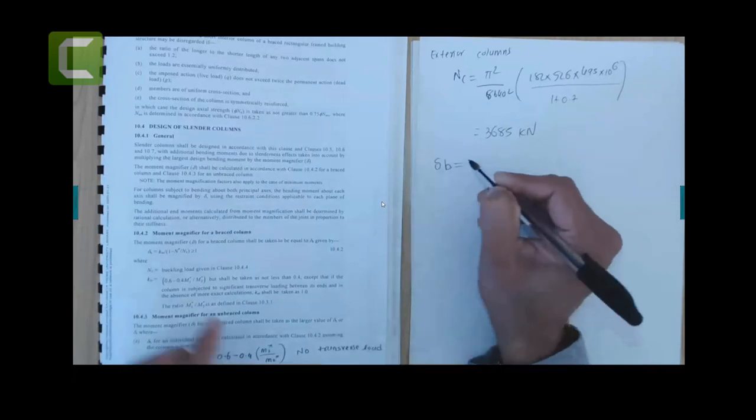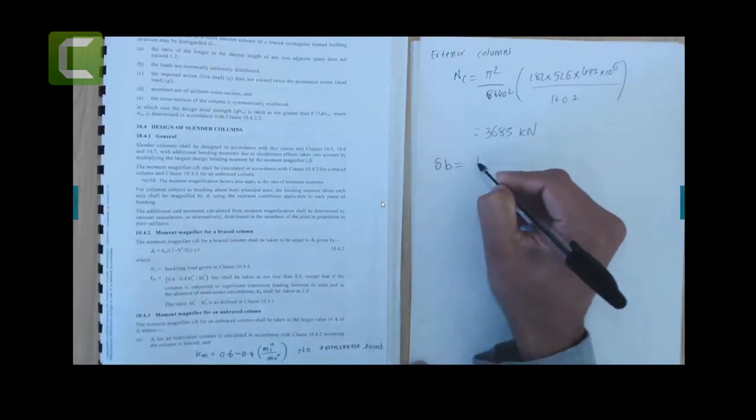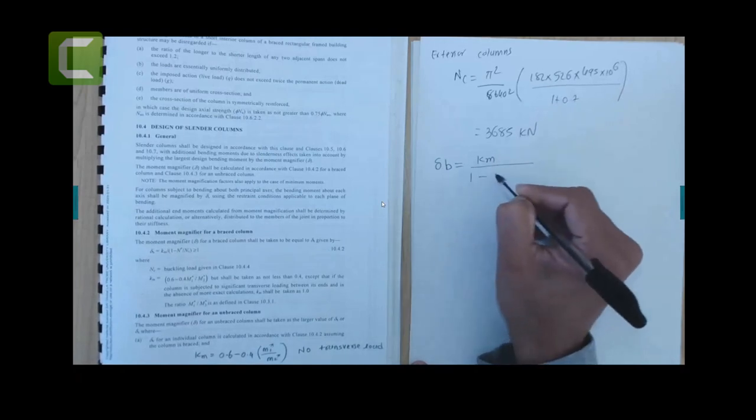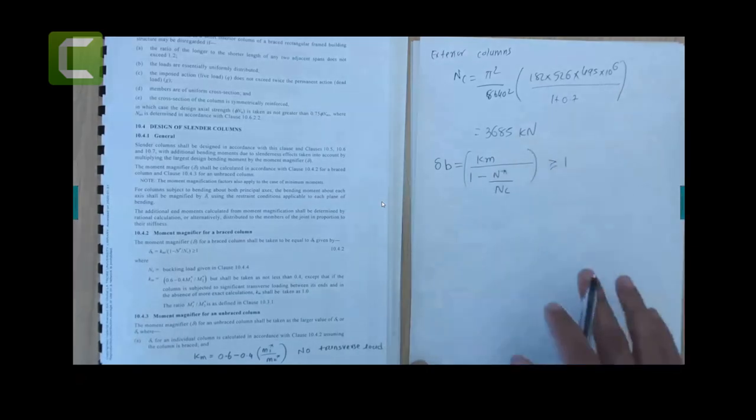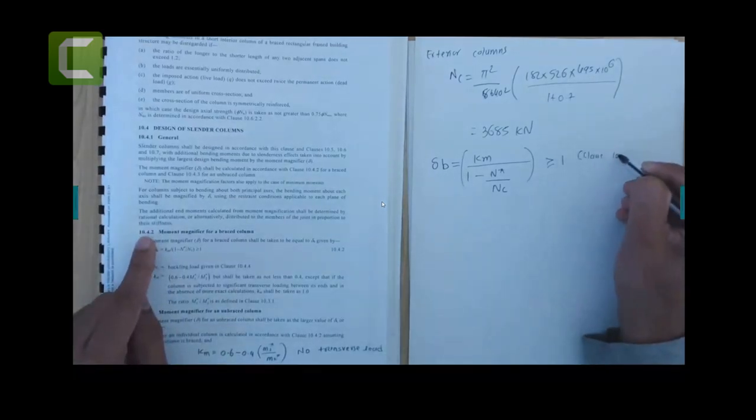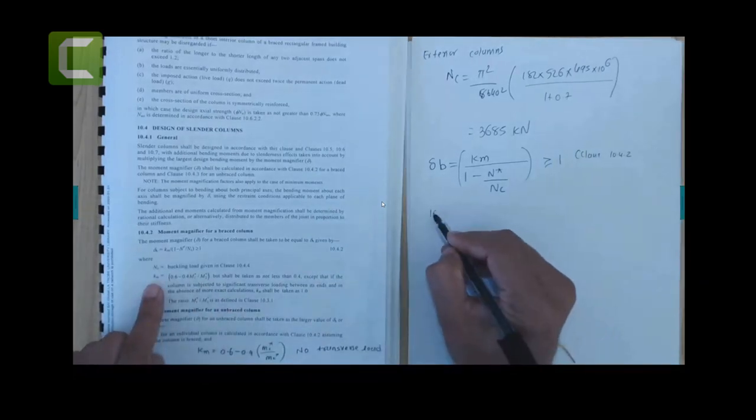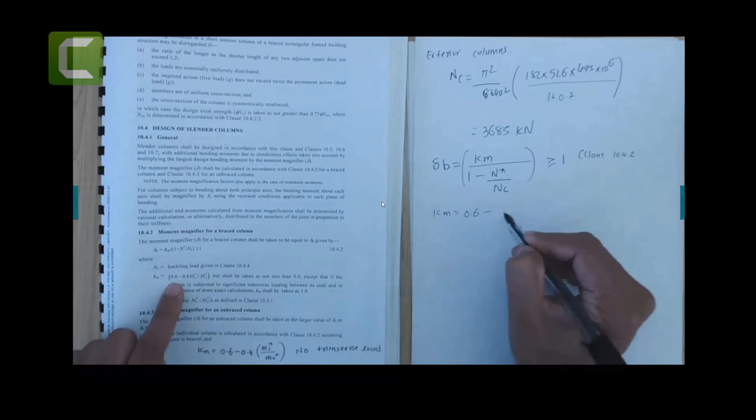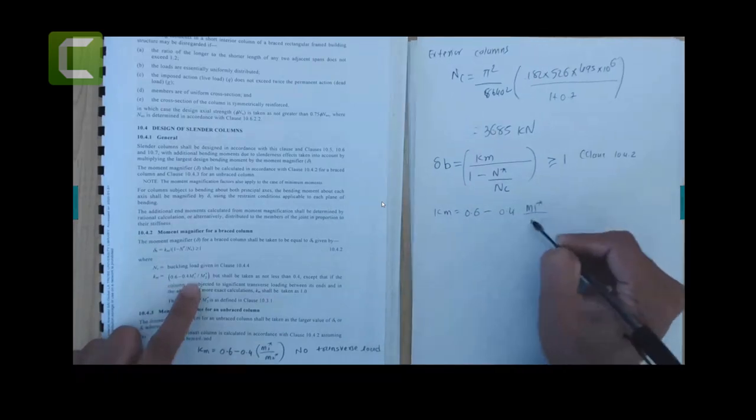So let's say rho b, the moment magnifier for braced columns, is km over 1 minus N star over Nc, and that whole thing should be greater than 1. That is coming from clause 10.4.2. To calculate the moment magnifier for braced columns, you need to find km first. km is given by the equation 0.6 minus 0.4 m1 star over m2 star. That shall be taken not less than 0.4. You can read about all these values.